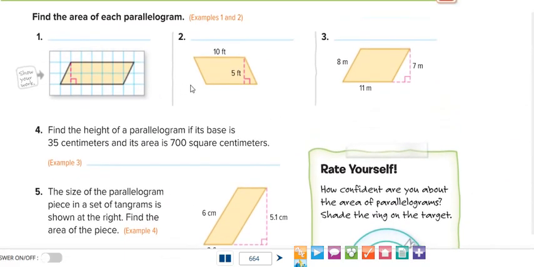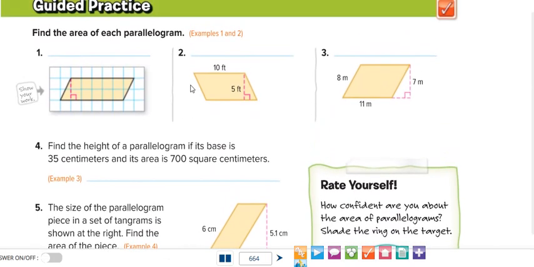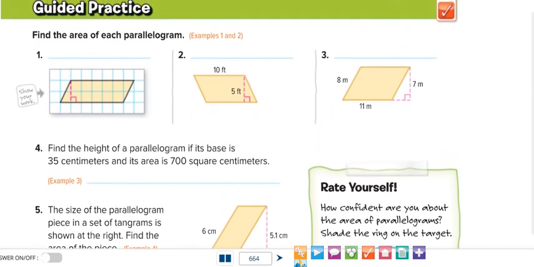Here is the guided practice. Let's solve the guided practice together. The first problem: here we have a parallelogram and we need to find its area. Let's check the base and the height. Who knows the length of the base? Yes, 1, 2, 3, 4, 5, 6. The base is 6, and the height is 2. So 6 by 2 is 12.